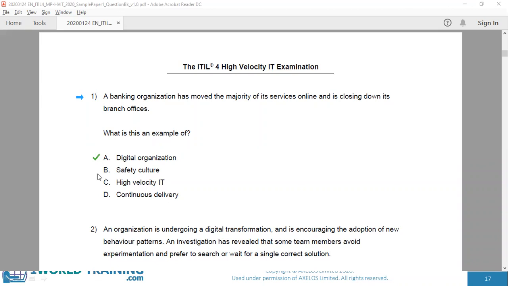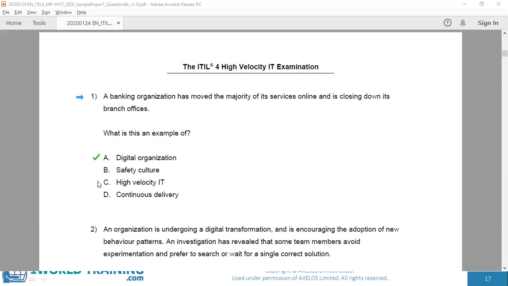Let us look at the other options. Safety culture, this is different. It is about the shared beliefs, perceptions, and values that an organization fosters. So, therefore, it is not about the use of technology. Safety culture is a climate in which people are comfortable being and expressing themselves.